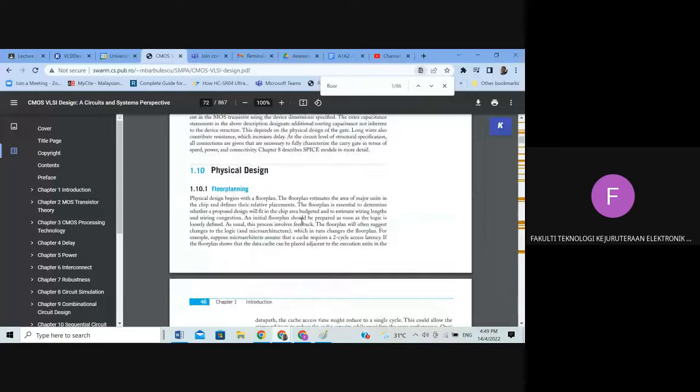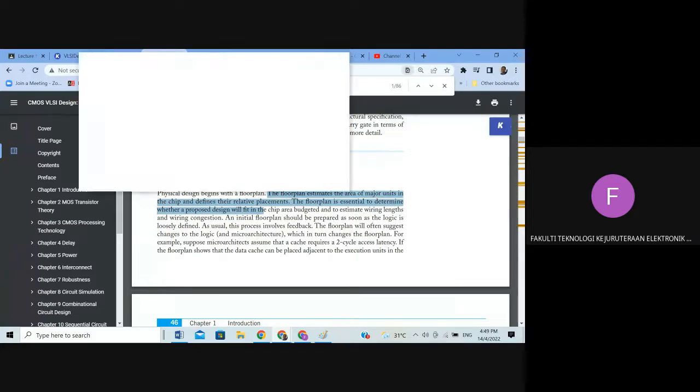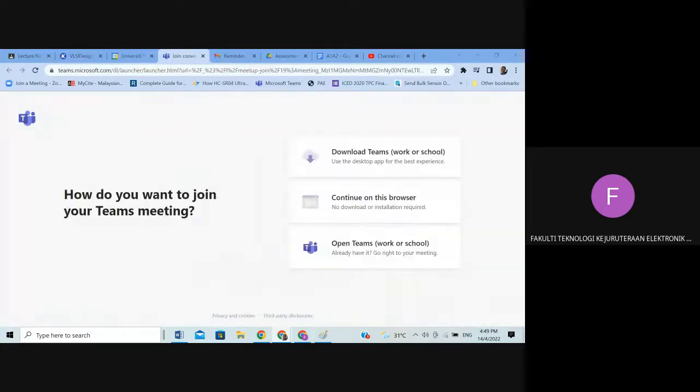So here is the information. Physical design begins with a floor plan. So what is the function of the floor plan? This is the information. Maybe I can use the important words and paste them so that you can get the information.